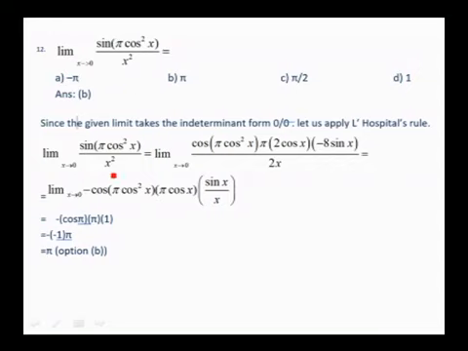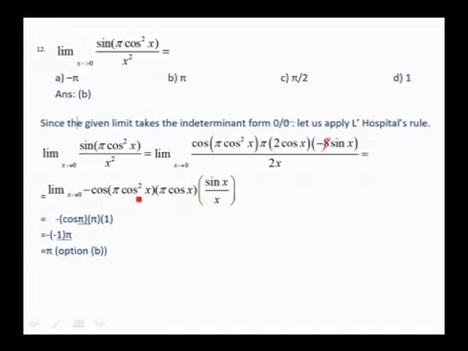Limit x tending to 0 of sin(pi cos square x) over x square. Differentiate the numerator separately: sin of something gives cos(pi cos square x). Then you have to differentiate pi cos square x: pi into, for cos square x, 2 cos x into minus sin x, divided by the differential of the denominator, which is 2x. So if I consider this, minus cos(pi cos square x) into pi cos x into sin x by x, I can rewrite this in this form. I can cancel that 2.